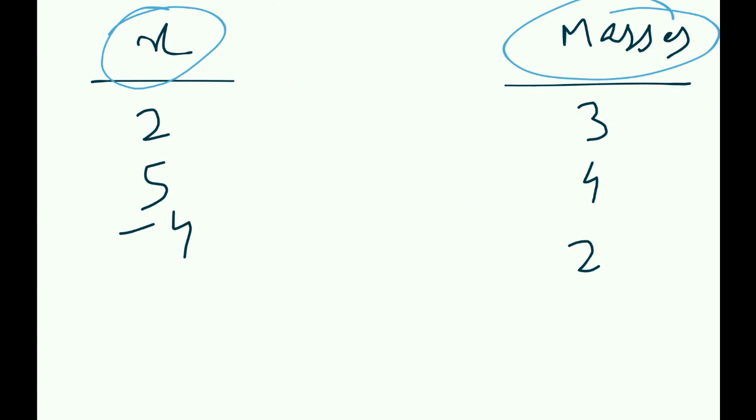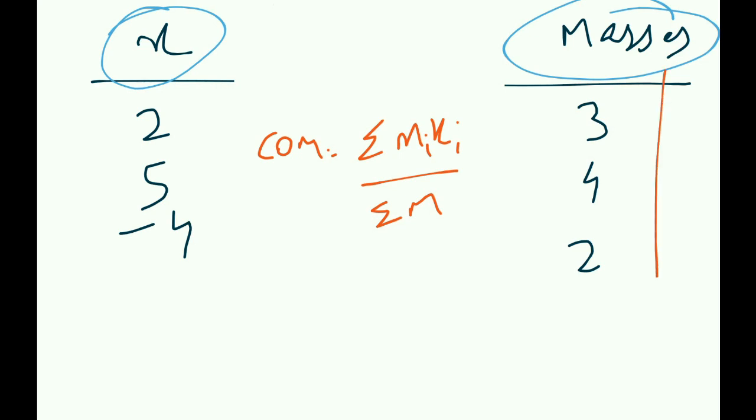So we're going to work with the x parts first. Alright. How did I define the center of mass? Sigma m_i x_i by sigma m. Right. What's m into x for this? What do you think m into x for this part is going to be? 2 into 3, that's 6. 5 into 4, that's 20. Minus 4 into 2, minus 8. Alright. So center of mass for this is going to be, and sigma m is 3 plus 4 plus 2, that's 7 plus 2, 9.